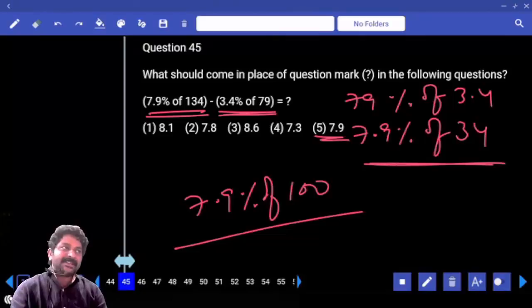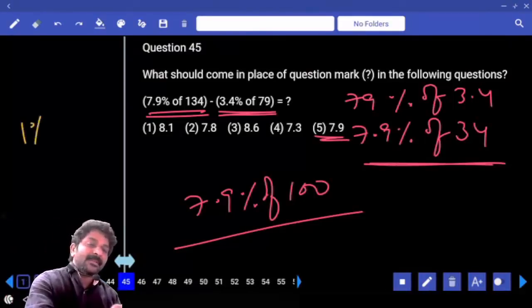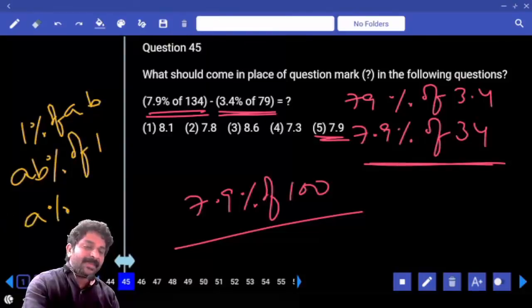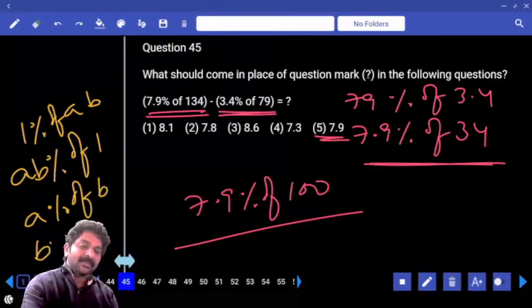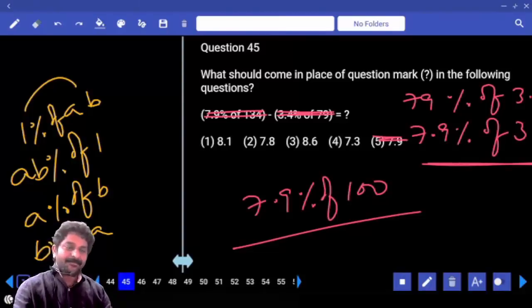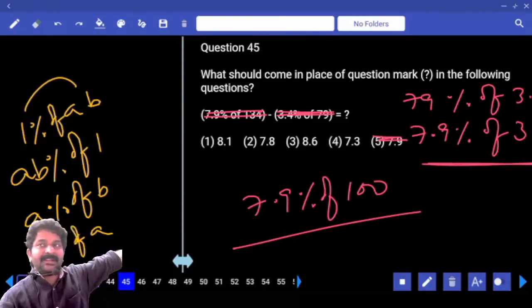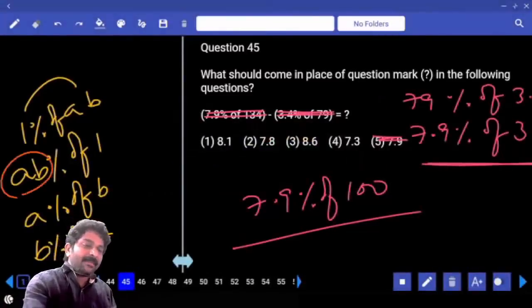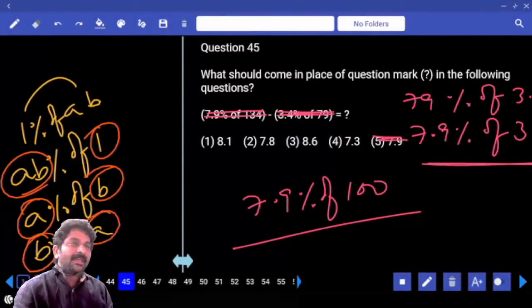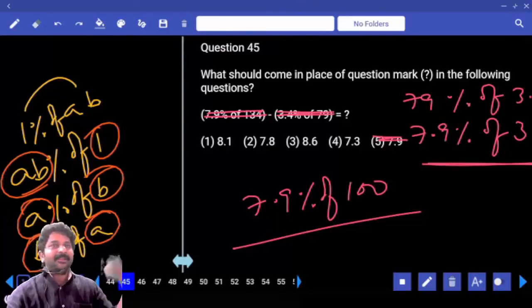Just convert percentages. A% of B, B% of A, 1% of AB, AB percentage of 1, A% of B, all are same. The only thing is the product of the numbers before and after the symbol must be same. 1 into AB, AB into 1, A into B, B into A. Everywhere it is AB only. Like that you can go for conversion.